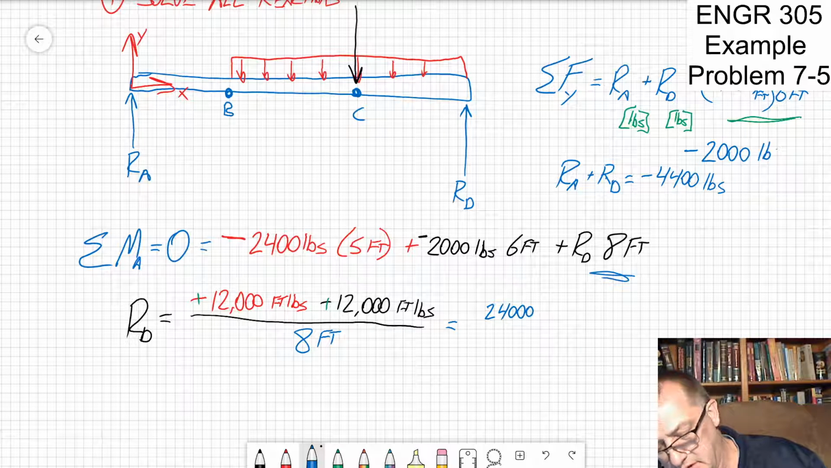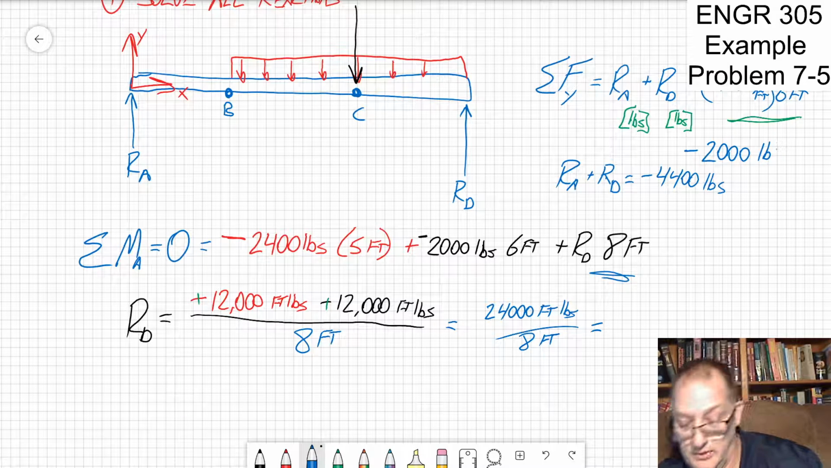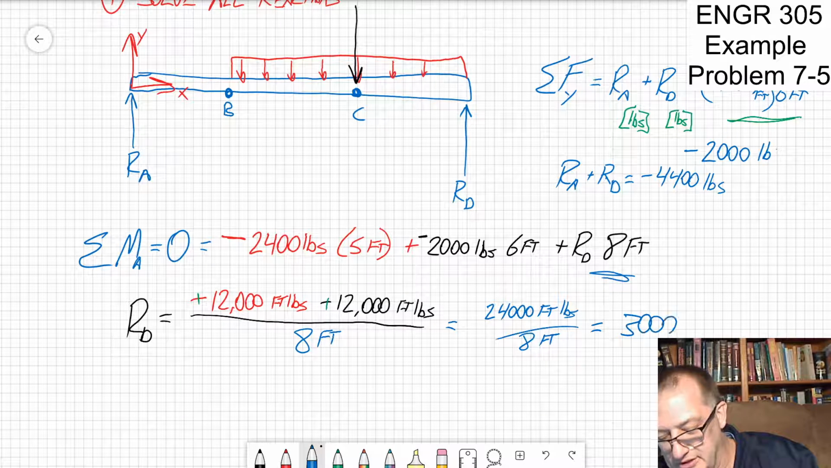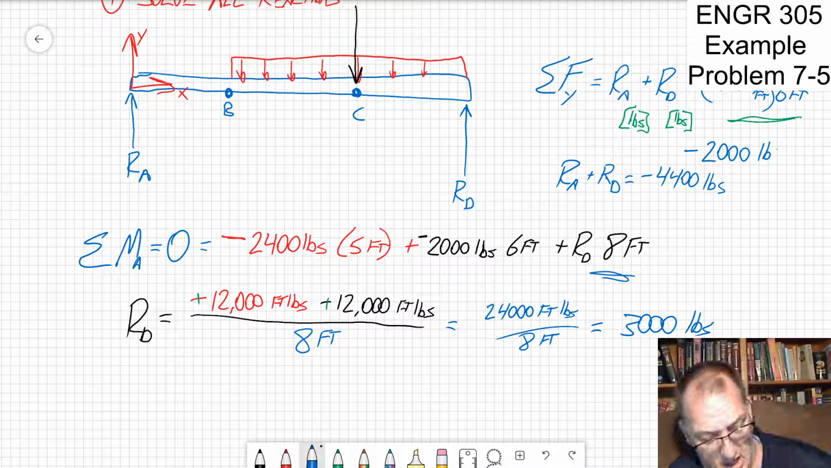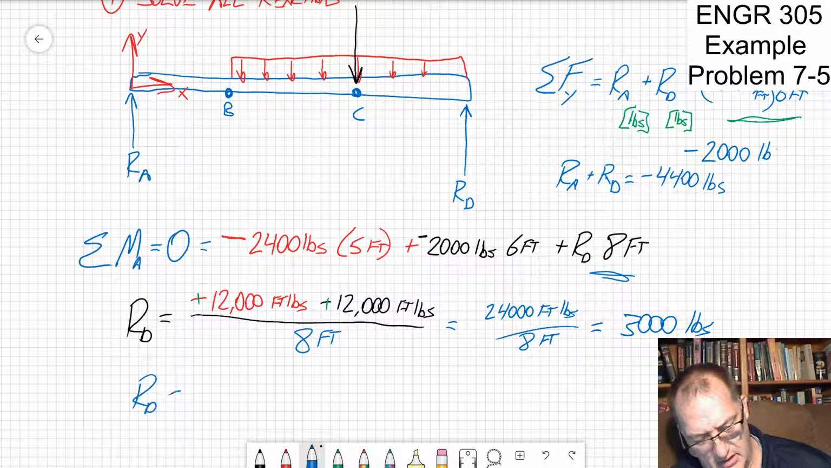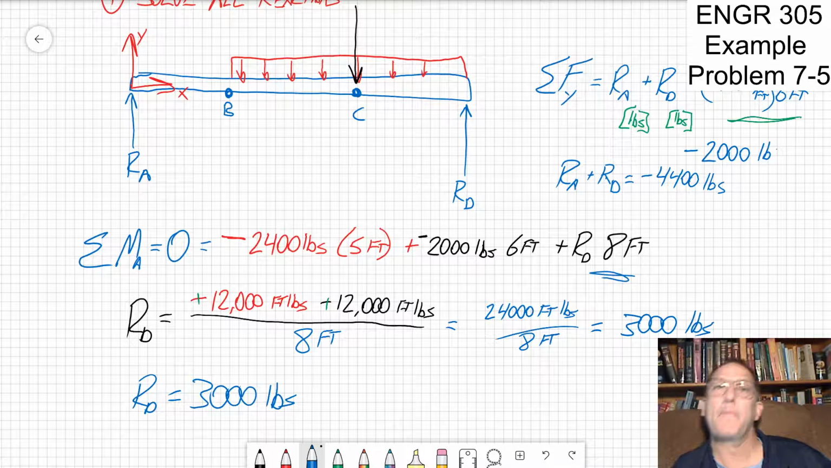Divide by 8 feet. And I've got 24,000 foot-pounds divided by 8 feet, and that's equal to, I'm supposed to remember to look up once in a while, 3,000 pounds. That wasn't bad. Didn't use the calculator, didn't hit pause. I like that. That's good. RD is equal to 3,000 pounds.